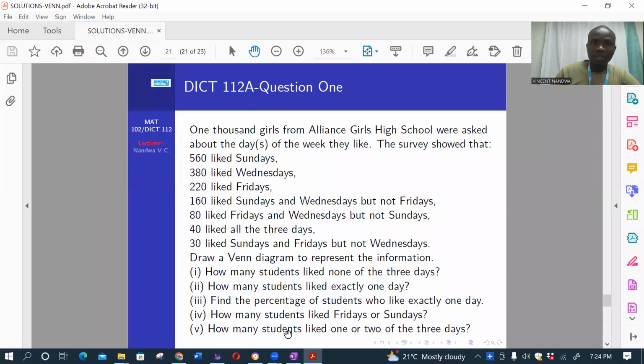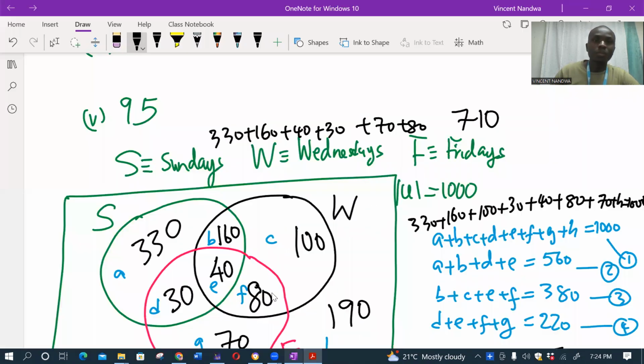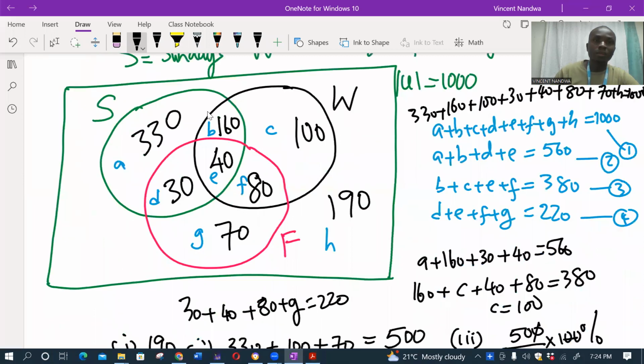And how many students liked 1 or 2 of the 3 days? So 1 or 2 of the 3 days means everything within the circles apart from this E, which involves 3. So we'll have 330 plus 160 plus 100 plus 30 plus 80 plus 70. That gives us 770 as the answer to the last part of the question.